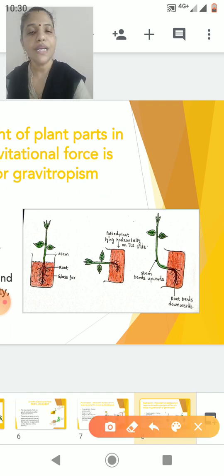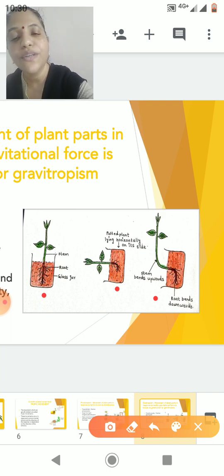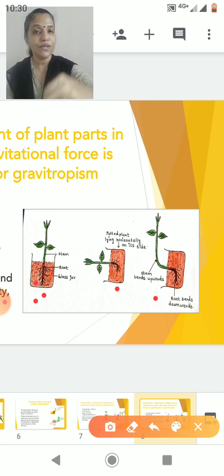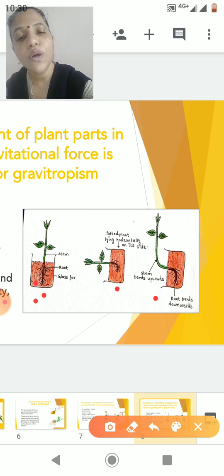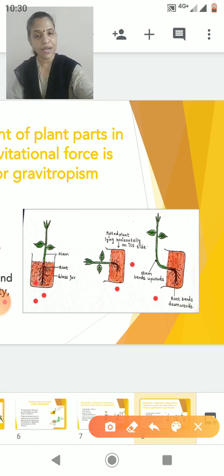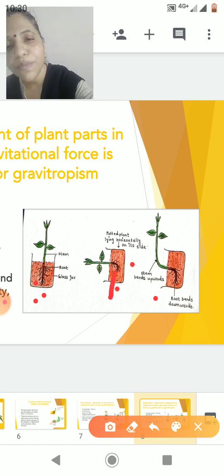Now students, here I have three pots. I have arranged the pots in different forms. One I have kept straight, so you can see the force of gravity will be in this direction. You can see the root is growing downward towards the earth and towards the gravity here. Here I have kept the pot tilted in one direction. The gravitational force will be in this particular direction. So can you see the root slowly growing here in the downward direction?